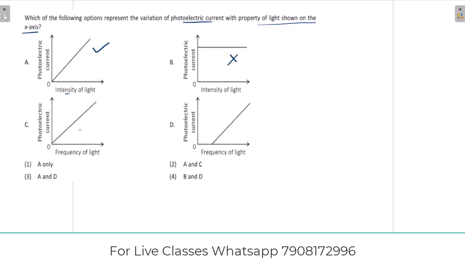If the frequency is below the threshold frequency, then there will be no photoelectric effect, and if the frequency of light is above the threshold frequency, then the photoelectric effect will happen. But the current does not depend directly on the frequency of light. So option C is wrong, and option D, that is frequency of light with photoelectric current, is also wrong. So only option A is correct. So A only, that is option 1, is correct.